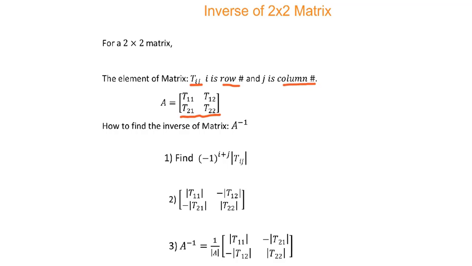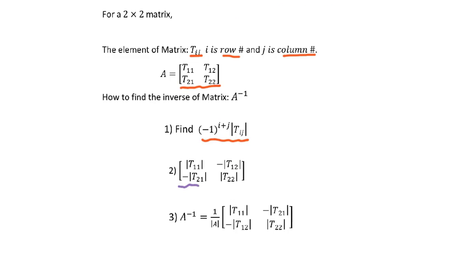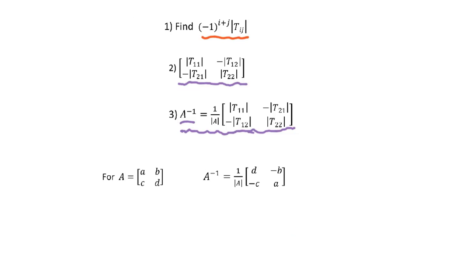How do we find the inverse of this matrix, A to the negative first power? First of all, find this one. Then you will get a matrix like this. The last step, you will use the determinant of the matrix, and also what we got in step 2, and we can get the inverse of the matrix. For a 2 by 2 matrix, you can remember this is the one. I will show you how we get this.